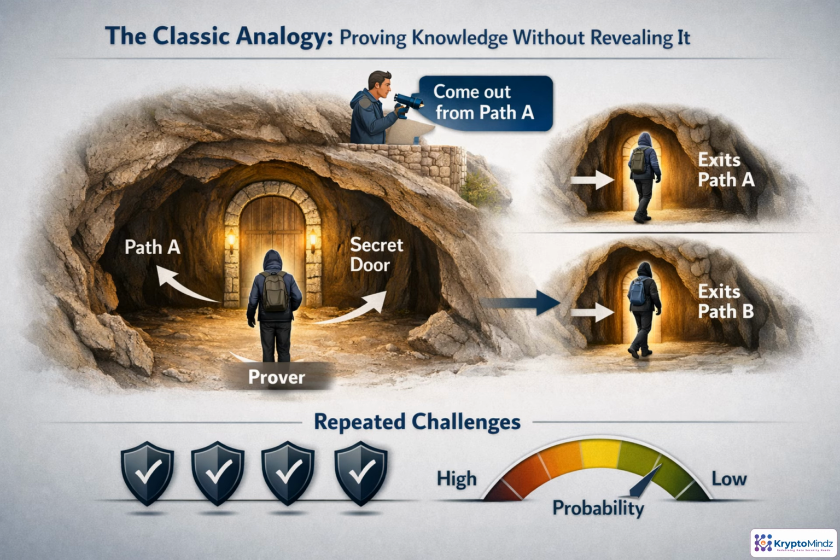A classic example uses a cave with two paths connected by a secret door. The prover enters, and the verifier randomly demands, "Come out from path A," or "Come out from path B." If the prover knows the secret word, they can switch sides and always succeed. If they are guessing, they only get lucky sometimes. Repeating the challenge makes cheating extremely unlikely, without revealing the word.